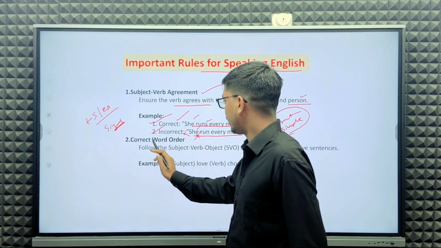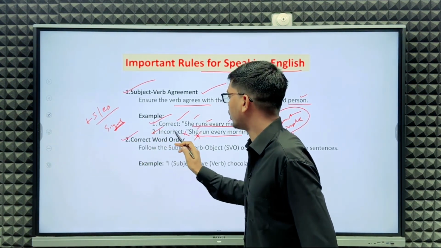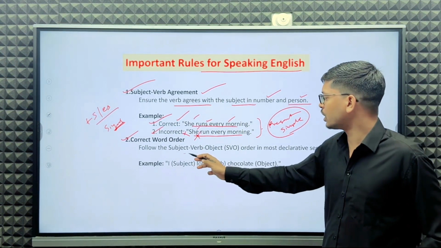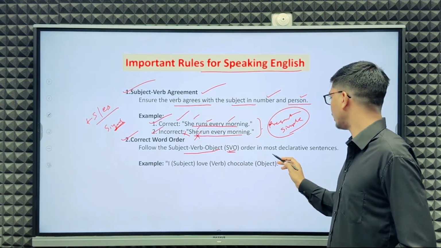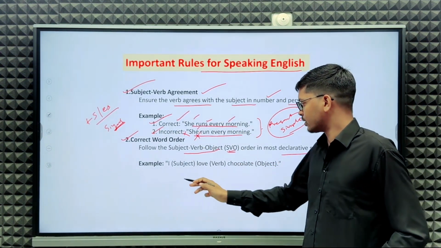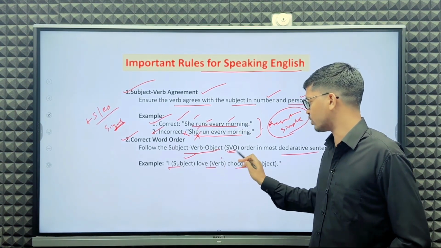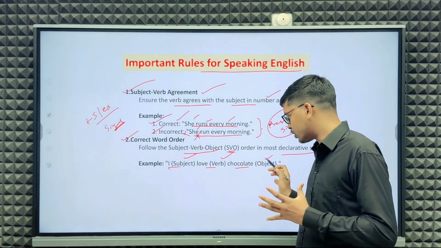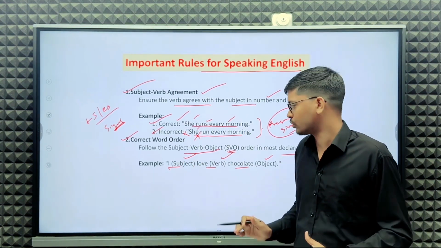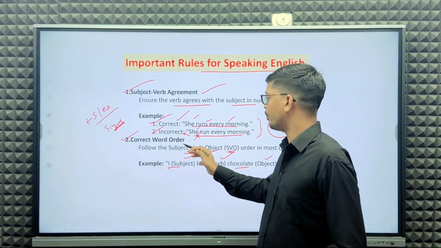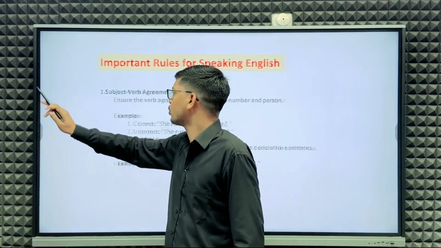Next, correct word order. First rule, subject-verb agreement. Next rule, correct word order. Correct word order follows subject-verb-object, SVO, order in most declarative sentences. Okay, subject: I love chocolate. I is the subject, love is the verb, chocolate is the object. So subject, verb, object: correct word order. Okay, so this is the second rule. So let's see the next rule.